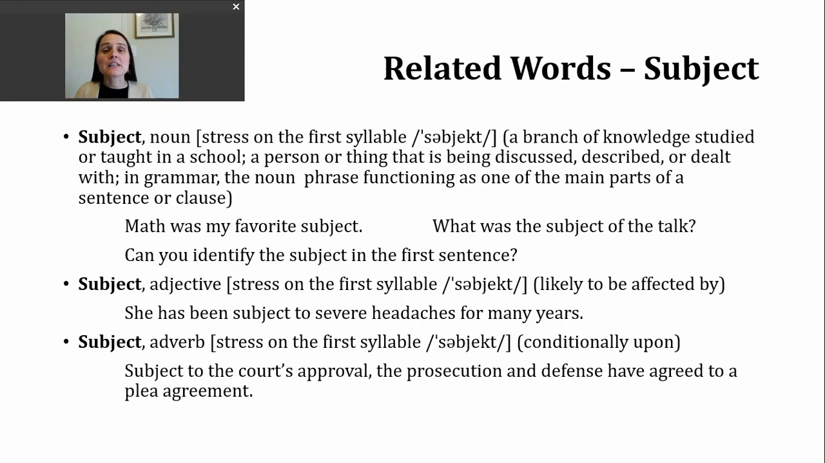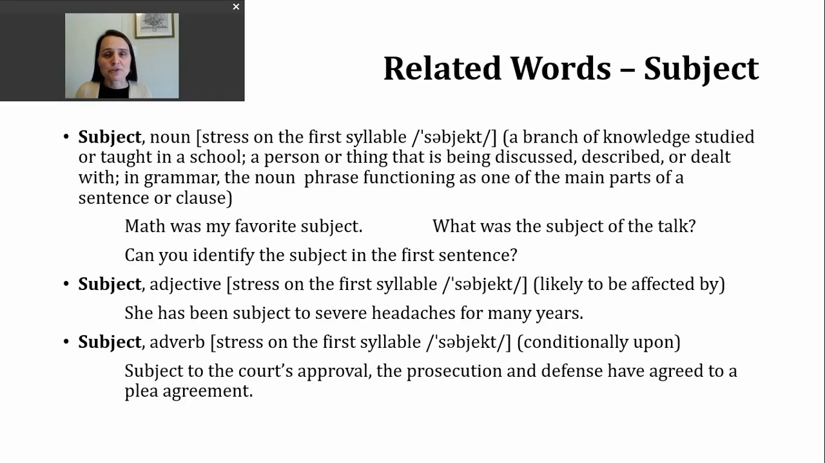Now, let's spend a few minutes looking at some words that are related to our verb subject. The first word we're going to look at is the noun form of this word. You'll notice the spelling is exactly the same, but the pronunciation is different. So as I've been saying the verb subject, hopefully you can hear that the second syllable is a little bit louder and I say it a little bit longer as I pronounce that verb. But when I say the noun, I'm going to put the stress on the first syllable. Subject. So I'm saying the first part a little bit louder and longer.